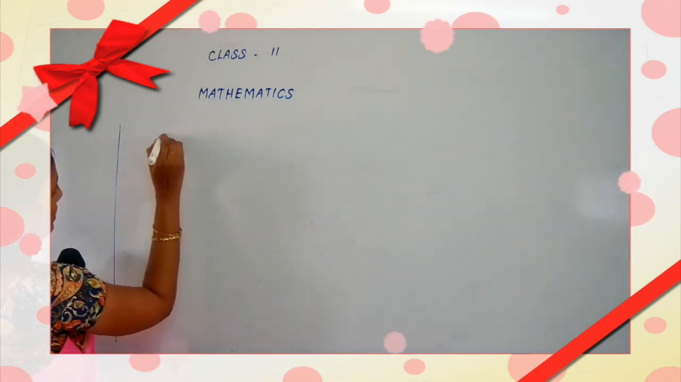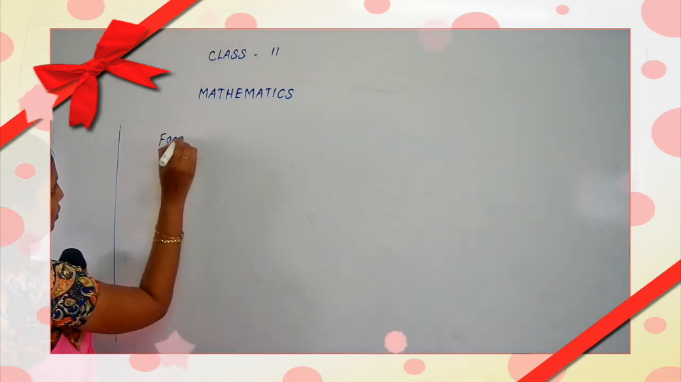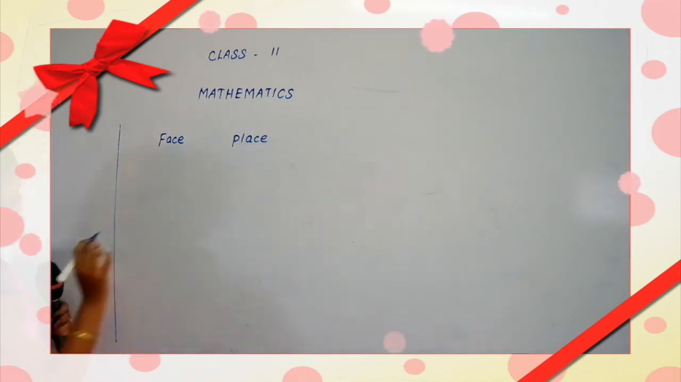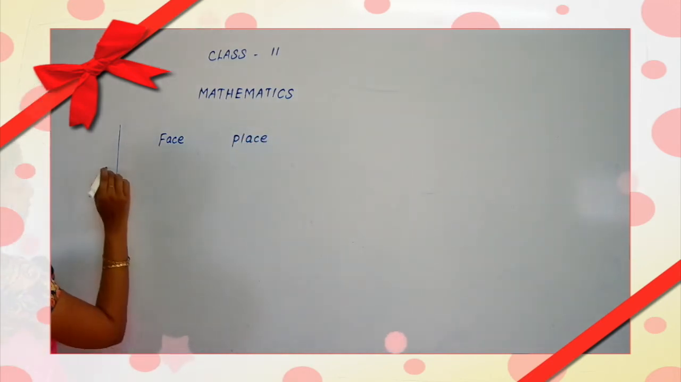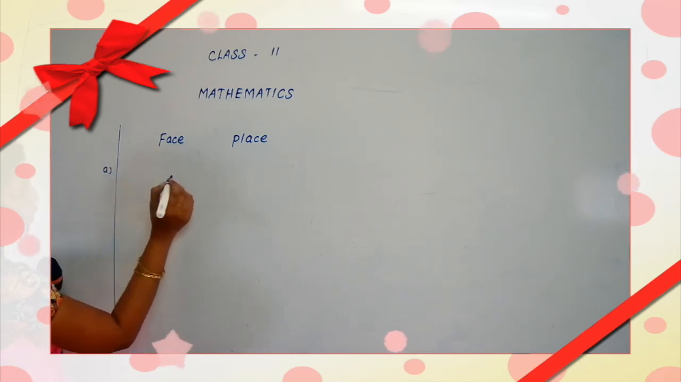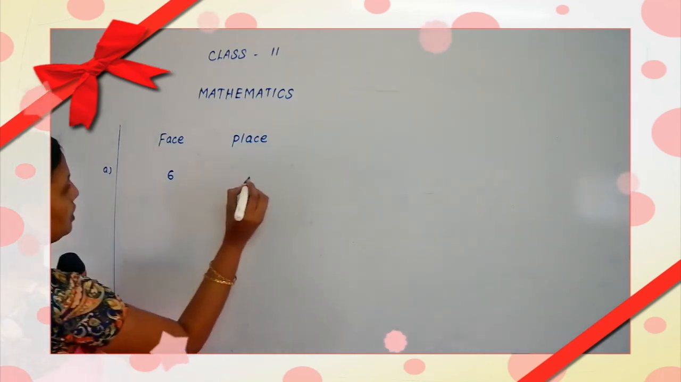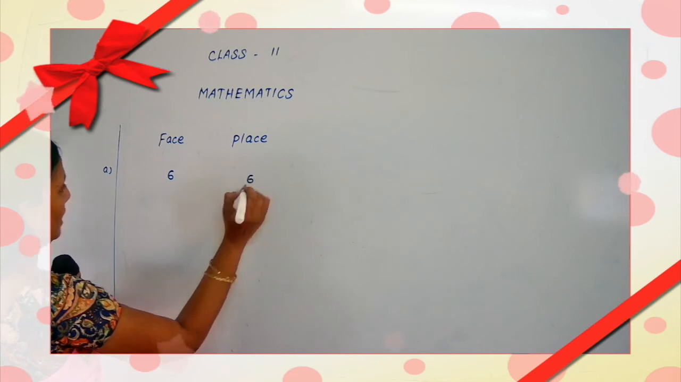This one is face value, this one is place value. Okay, see the first one, A. The face value, the underlined number, is 6. The 6 is in which place? Ones place. Yes, 6 is in the ones place. So the place value is also the same, 6.